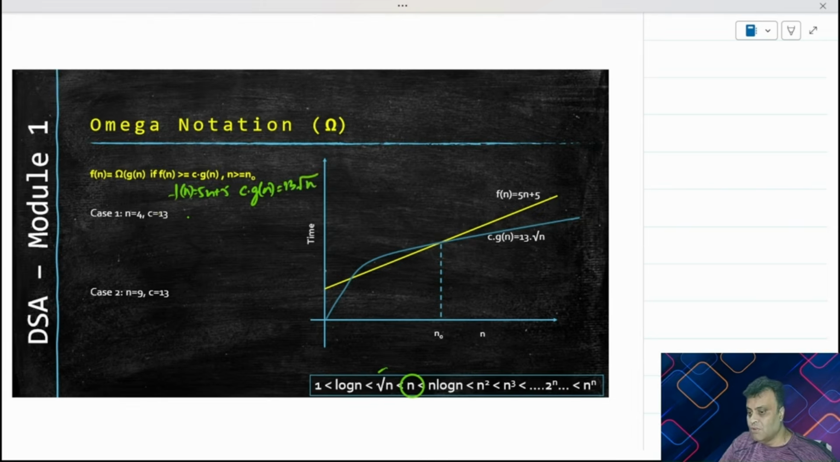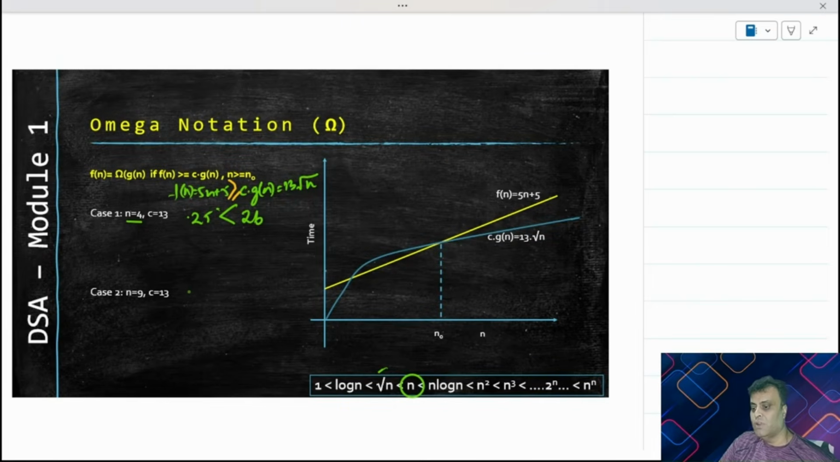Now this 13 root n will need to be substituted with n equal to 4. So if we put n equal to 4, 5 4s are 20, 25 is what we get here. And be careful, we have to prove that this is greater than or equal to, right? So what we are saying, 25 versus Cgn, 13 root n. So n is equal to 4, root of 4 is 2, 13 2s are 26. So this is not greater than 26.